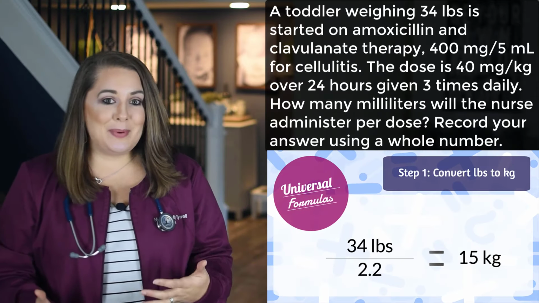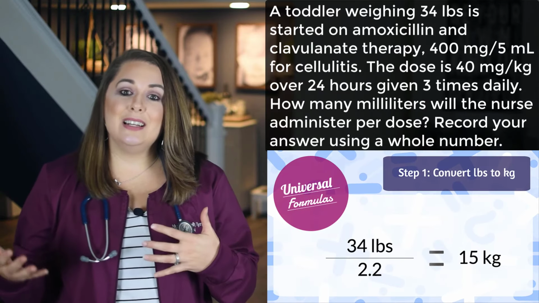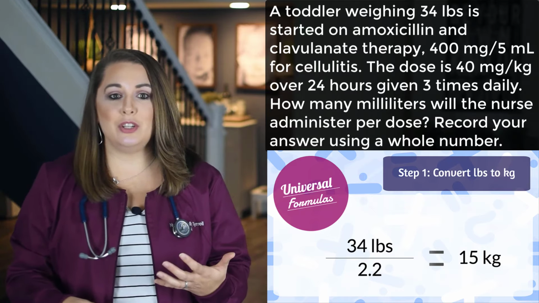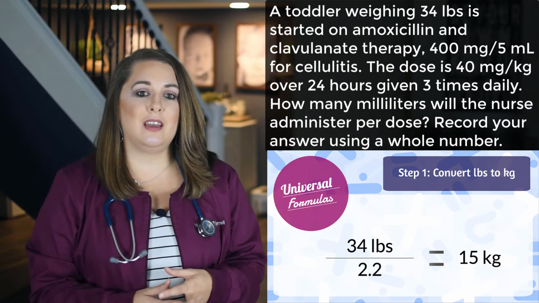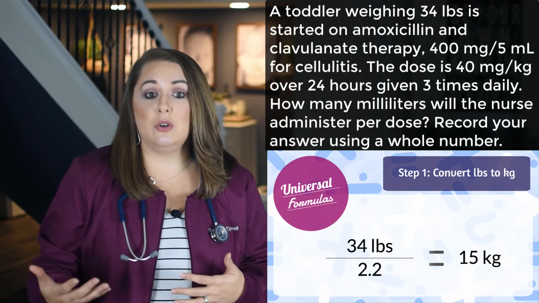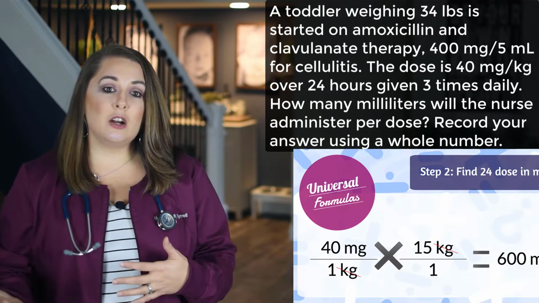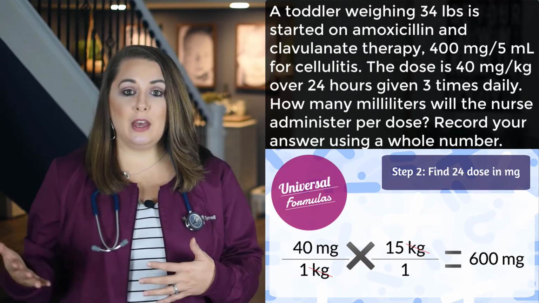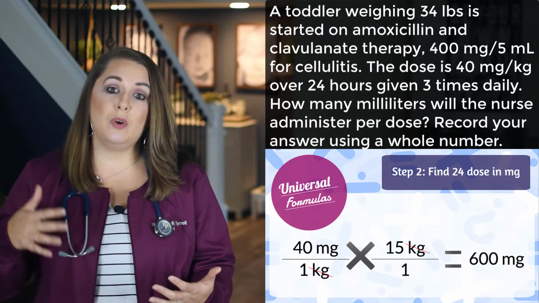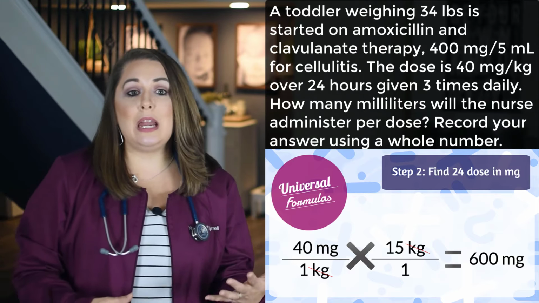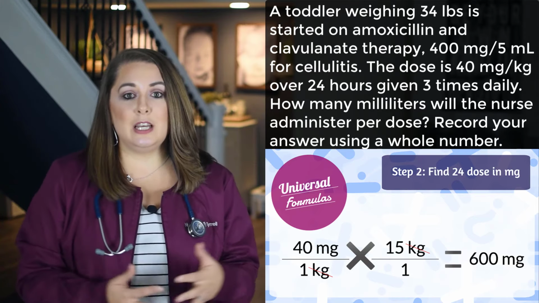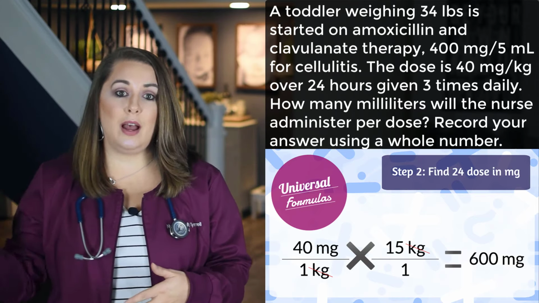All right, so step 1 is pretty simple. So again, to convert pounds to kilograms, you're just going to divide by 2.2, which is going to give us 15 kilograms. Next, we're going to figure out our 24-hour dose in milligrams. So since our order reads 40 milligrams per kilogram, we need to multiply the ordered milligrams, which is 40, by the weight in kilograms, which is 15. So when we do that, we get a total of 600 milligrams per 24 hours.